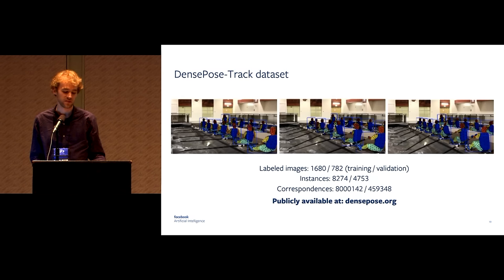In order to explore the importance of motion in understanding people, we also introduce a new dataset called DensePose-Track. This builds on PoseTrack, augmenting it with DensePose annotations in a manner consistent with the original PoseTrack protocol. The training set contains more than 8,000 instances and 800,000 correspondences. This dataset is publicly available at densepose.org and comes bundled with an evaluation API, which is now used in tandem with the yearly PoseTrack challenge.